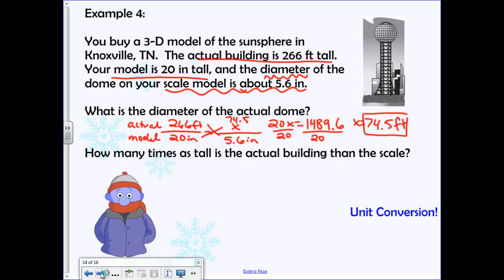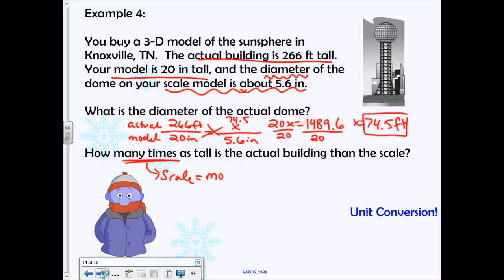How do we tell? How do you get from 5 to 20? Multiply by 4-ish, right? How do we get from 74 to 266? Even if we round down and go 70 times 4, that's about 280. It's relatively close, right? One's 4 times as big as the other, approximately. How many times as tall is the actual building than the scale? If I say how many times as tall, it's like looking for the scale. What's your scale factor? How many times as tall is the one than the other? We need to find our scale.